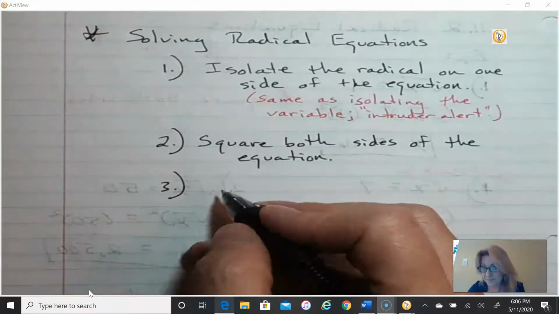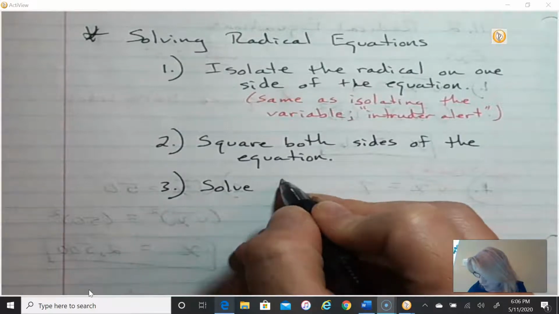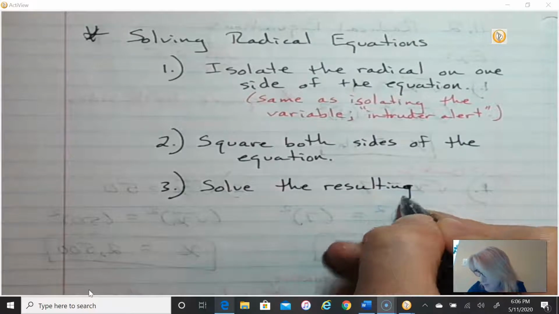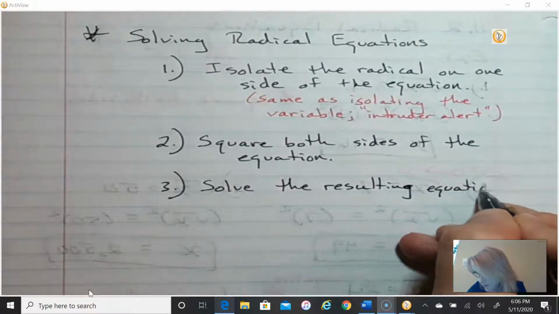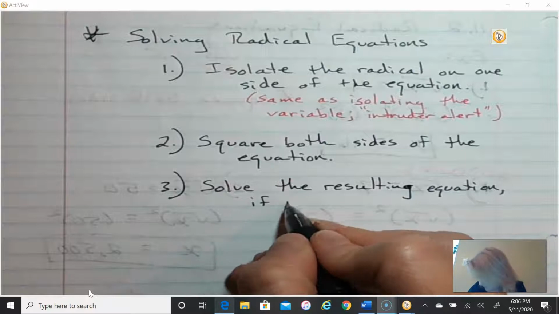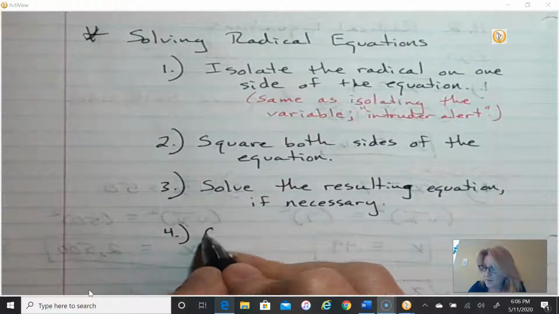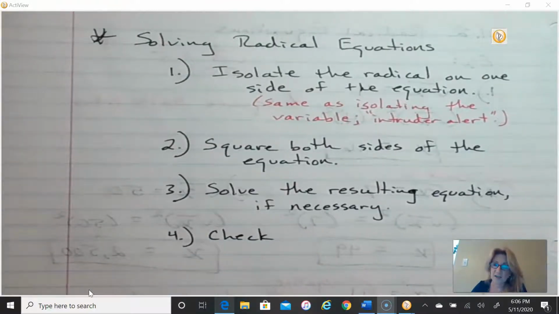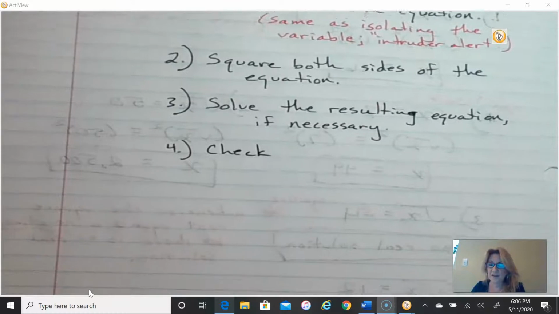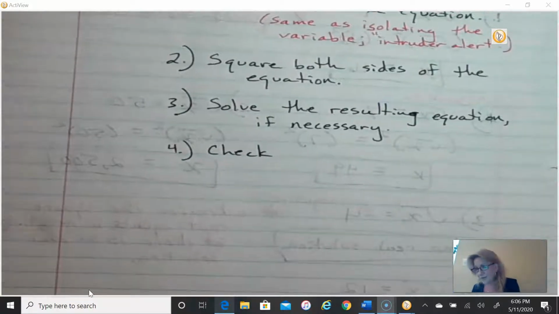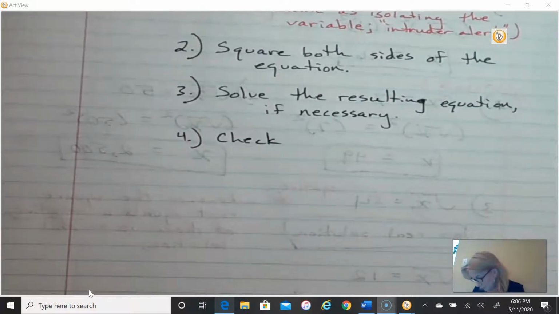So step 3 says, solve the resulting equation if necessary. And then 4, check. Y'all never check. I've yet to have a student in all my 25 or so years of teaching that has checked anything. Some of you may be the first, but it's okay. I've kind of explained it. You just put it back in, but we're going to move on.